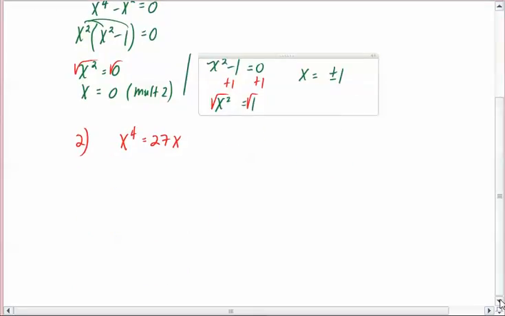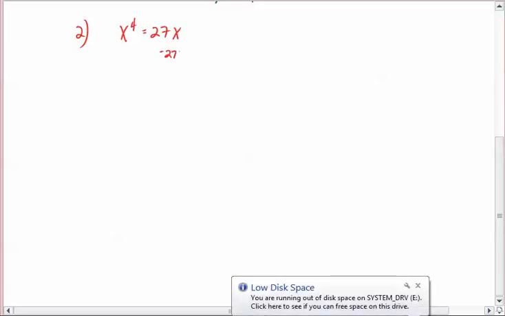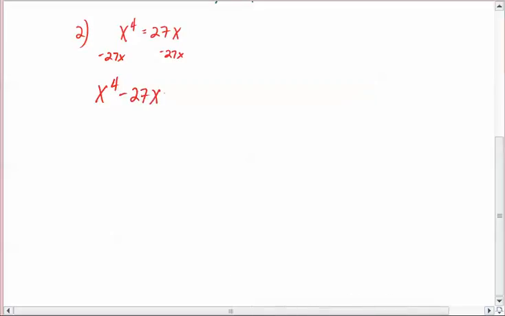Let's take a look at another one that is a little bit more complicated, but it's just going to ask you to draw on some factoring that you probably learned in Algebra 2, and it is called the difference of cubes. And so again, I'm going to look at this problem and it says to solve it, and so I see that I have terms with different powers. Okay, they're not like terms, so I'm wanting to get everything on one side. So I'm going to say minus 27x, minus 27x. I'll have x to the fourth minus 27x, and that's equal to 0.